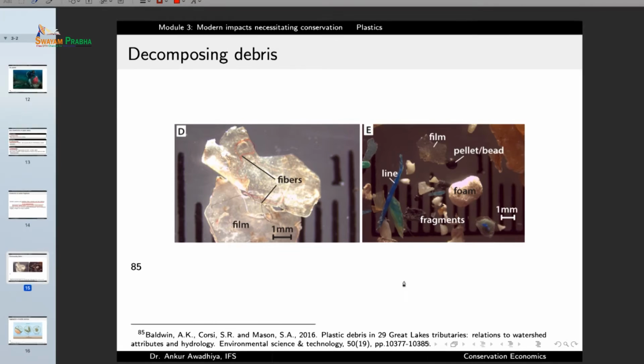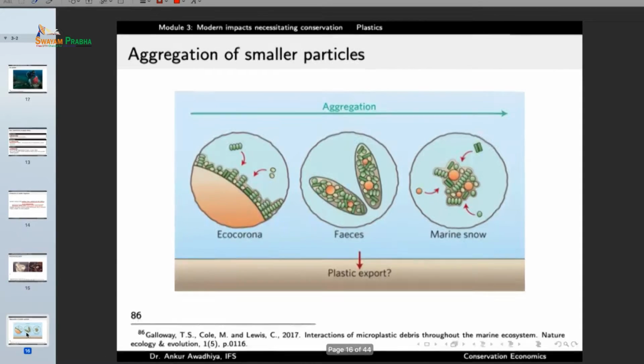So you have all these small fragments of plastics. This is coming from a line. So a line means that it is coming from a rope. Then you also have these pellets or beads, and especially those that are used in the cosmetic industry as exfoliators. So you find all these different kinds of plastics in a debris. You'll find fibers, you'll find film, and so on.